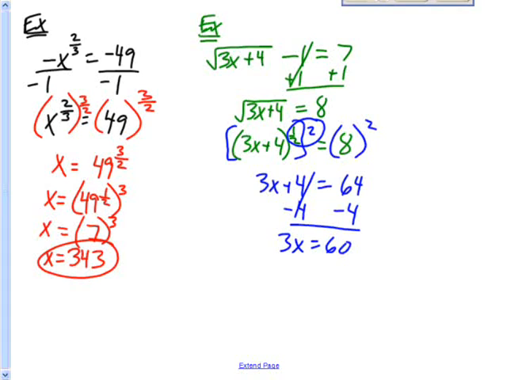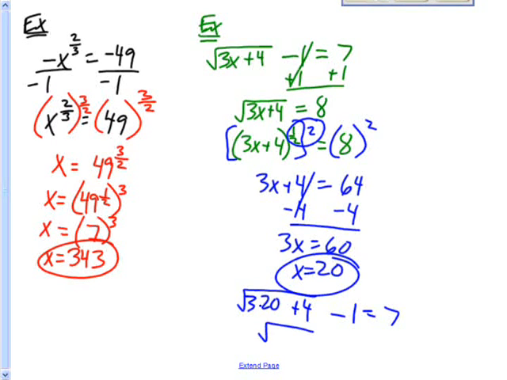3x equals 60, divide by 3, and we get 20, right? And go ahead and check that in your original. So square root of 3 times 20 plus 4 minus 1 equals 7. What's the square root of 60 plus 4? Square root of 64 minus 1 equals 7.